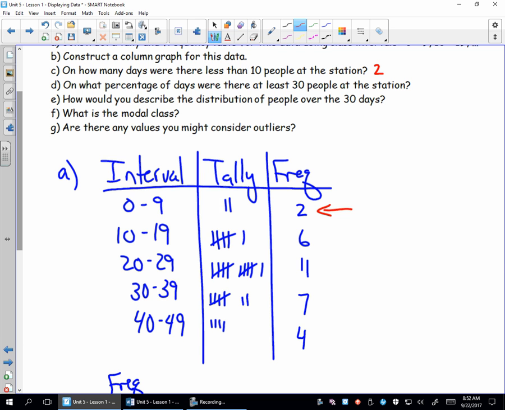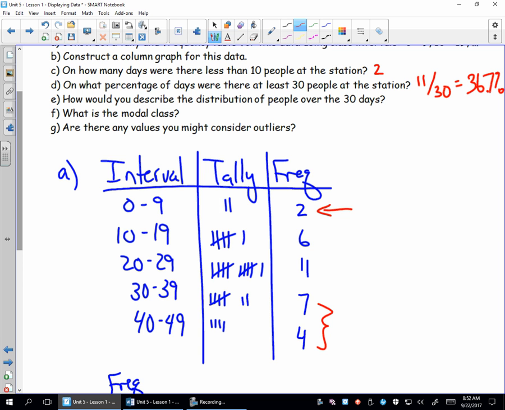What percentage of days were there at least 30? Well, that would include both of these. So there's 11 of the days. How many days were there altogether? And told us in the question there was 30 of them. So 11 out of 30 as a percent. 36.7%.